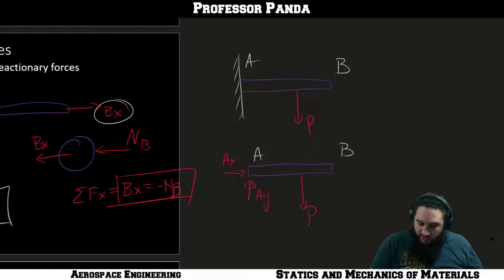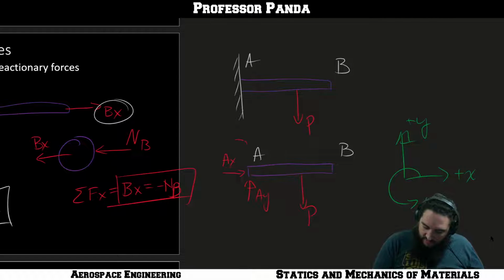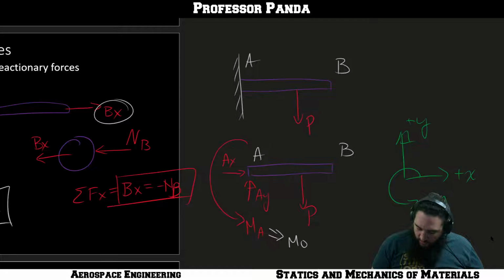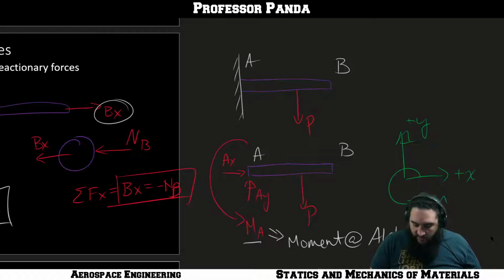Well, I'm going to return to this picture where I have positive X, positive Y, and positive moments. And I'm going to assume that my moment at alpha is that direction, because this and this match. Okay, and if you didn't catch this, this was moment at alpha. Okay, that's how we pronounce this M sub A.